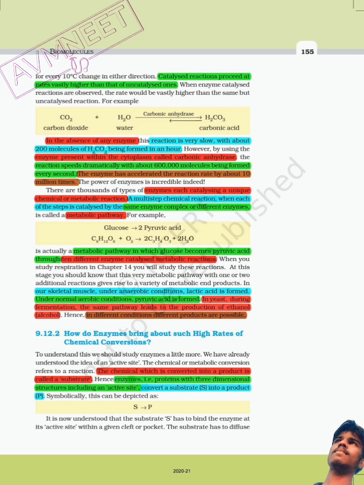When you study respiration in chapter number 14, you will study these reactions. At this stage, you should know that this very metabolic pathway with 1 or 2 additional reactions gives rise to a variety of metabolic end products. In our skeletal muscle, under anaerobic conditions, lactic acid is formed. Under normal aerobic conditions, pyruvic acid is formed. In yeast, during fermentation, the same pathway leads to the production of ethanol. Hence, in different conditions, different products are possible.